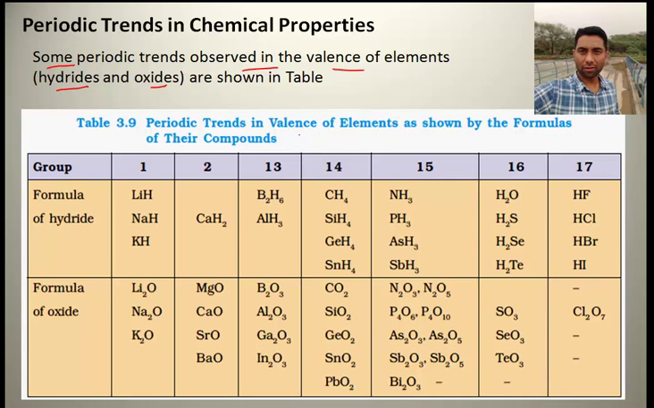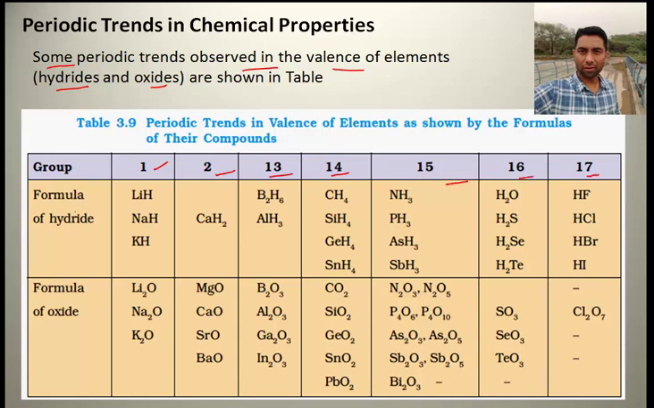Now some periodic trends observed in the valence of elements, that is hydrides and oxides. As per this table we will discuss, as we have already solved the previous question, based on that we can relate how hydrides and oxides of various elements are formed belonging from a particular group. So groups 1, 2, 13, 14, 15, 16 and 17 are given.